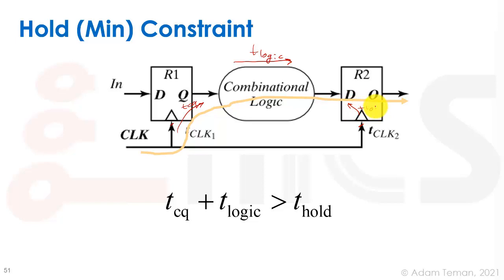So this is T hold of this flip-flop. Now, we saw that T hold is negative, so if T hold is negative and we move that over here, we're going to see we have something positive, bigger than 0. That's always going to hold, and so the hold constraint, in an ideal case, is trivial to meet.